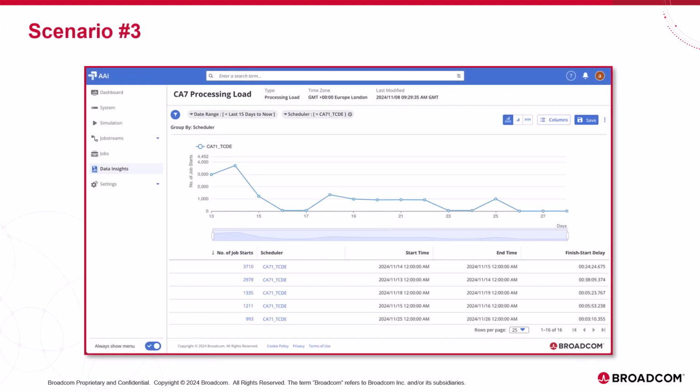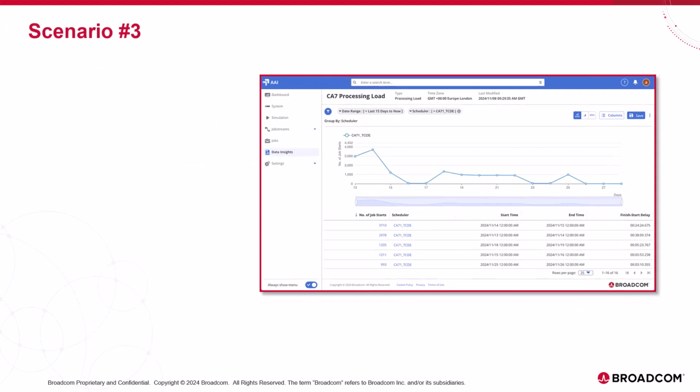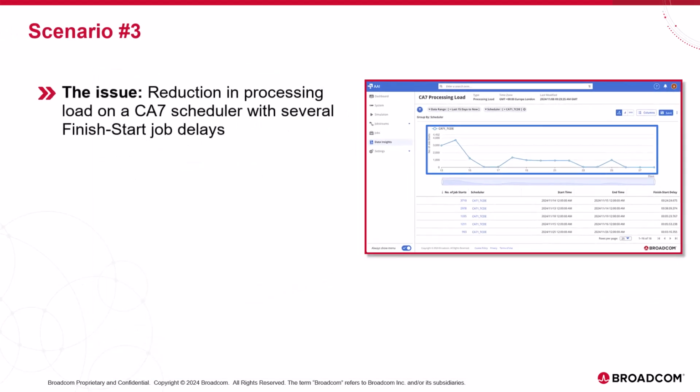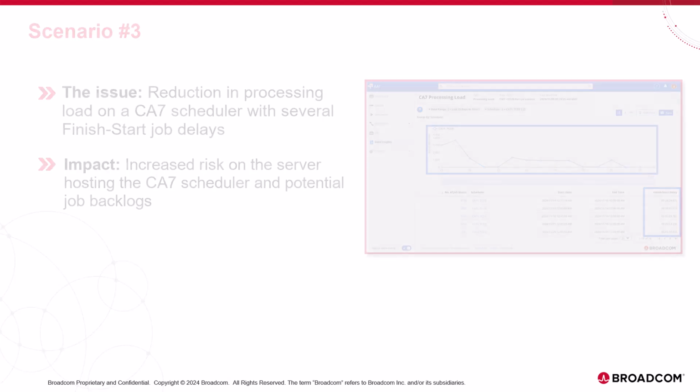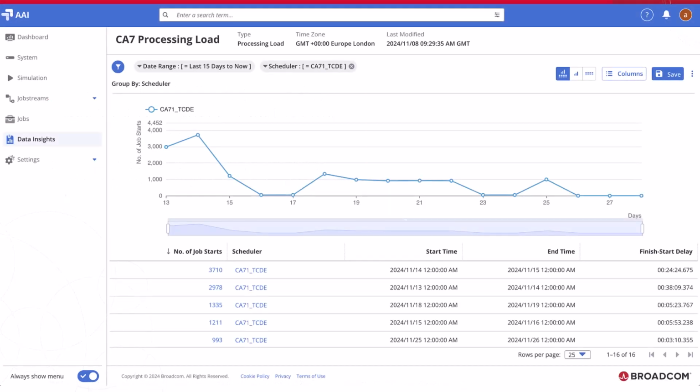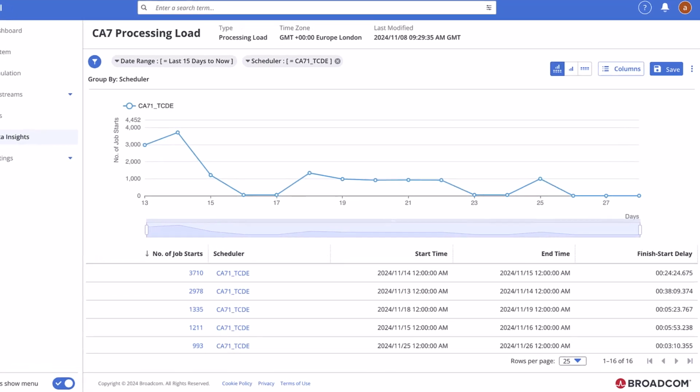In the third scenario, Alex notices a consistent reduction in processing load on the CA7 scheduler, which handles critical end-of-day processing jobs. She also observes that several jobs are showing unusual execution delays. Suspecting there might be a bottleneck, Alex decides to investigate further using the processing load data insight.